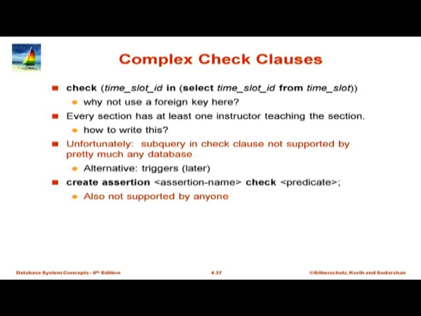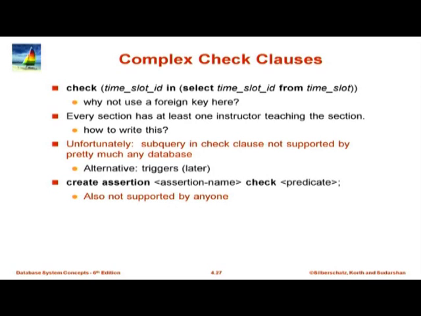So first of all, whenever I insert a tuple into the section relation, it should check that the time slot ID is present in this subquery. If I update the time slot ID, it should check it. But here is the hard part. If I update the time slot relation and delete a time slot, then I'll have to go back and check all the referencing tuples to see if that time slot ID was used. Because if it was, then that tuple is now violating the integrity constraint. That turns out to be expensive, and that's the reason no database supports this. So it's unfortunately not supported.